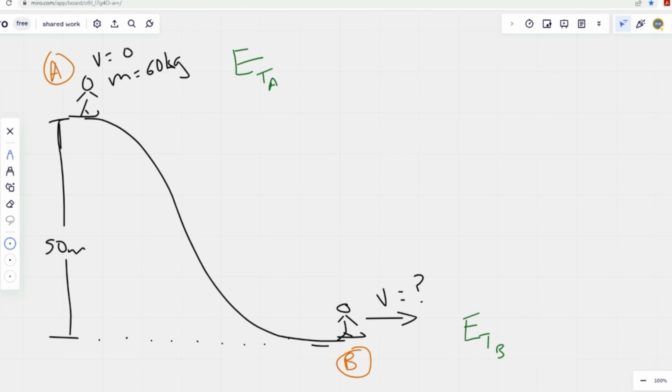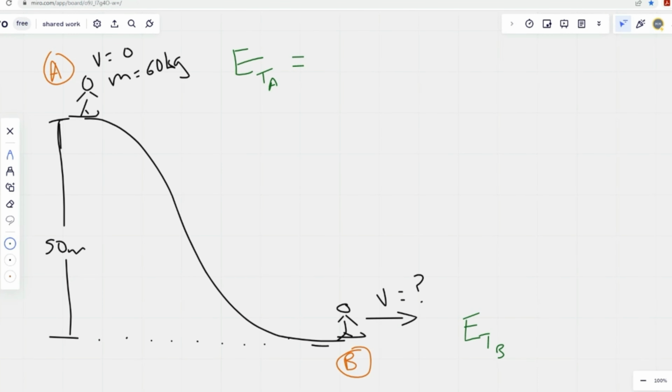The concept is that the energy in the initial position is equal to the energy in the final position. Now, in this particular case, I know that this person is starting from rest, so their kinetic energy is 0, but they're starting at a height of 50 meters, and that means that they do have some gravitational potential energy. And the formula for that is m times g times h. m being the mass, g the gravitational field strength, and h the height of the hill.